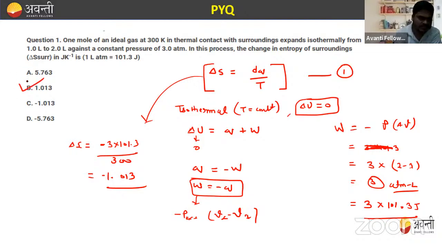So this is the correct answer, that is 1.013. Okay, and is the value negative or positive? The value is negative. That is minus 1.013.